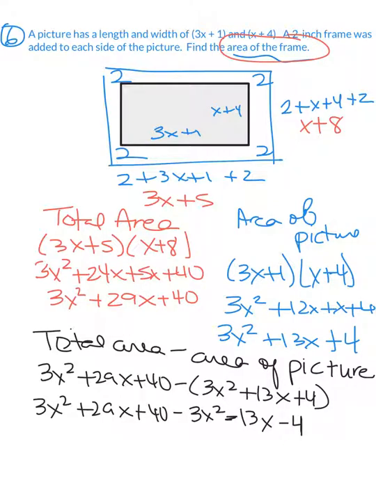Then I'll combine my like terms, so I have 3x squared and negative 3x squared, which gives me 0. And I have 29x minus 13x gives me 16x. And then I have 40 minus 4, which gives me plus 36. And we have inches squared, since we're talking about area. And that's the area of the frame, 16x plus 36 inches squared.